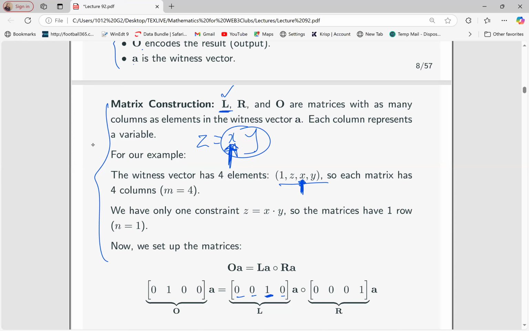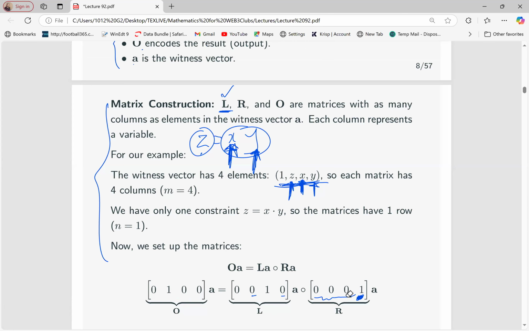What about our right-hand side matrix? Again, on this equation, the one on the right-hand side is Y. So considering our witness, make Y 1, and the rest zeros. And then O is the output. Our output is Z. Again, considering our witness, make Z 1 and the rest be zeros. So this becomes our output.